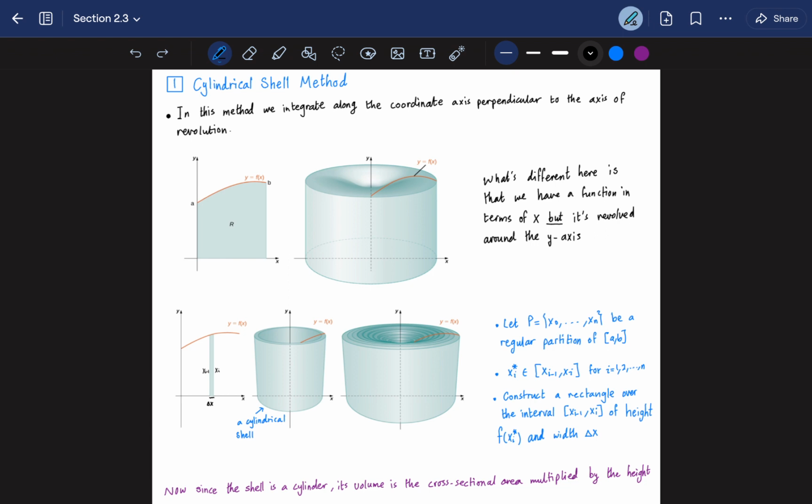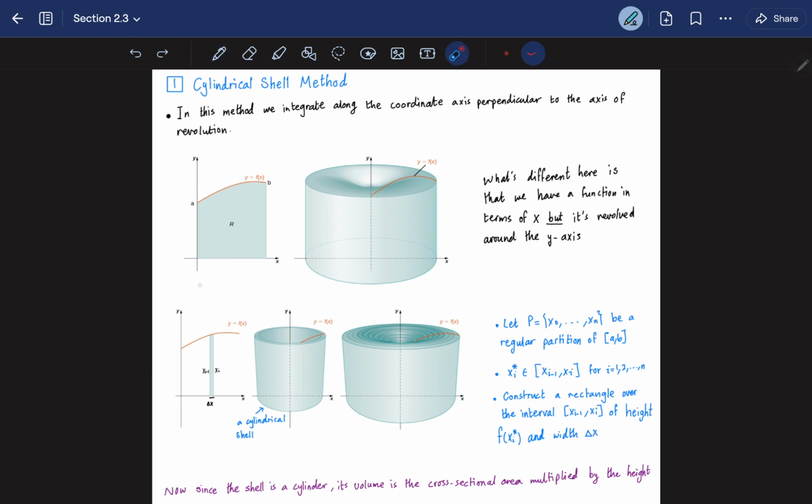But what happens if I have a function in terms of x, for example, but I'm revolving my function or my region around the y-axis, or a line like y equals something? So here we're going to use the cylindrical shell method. So let's look at some graphs and understand it better.